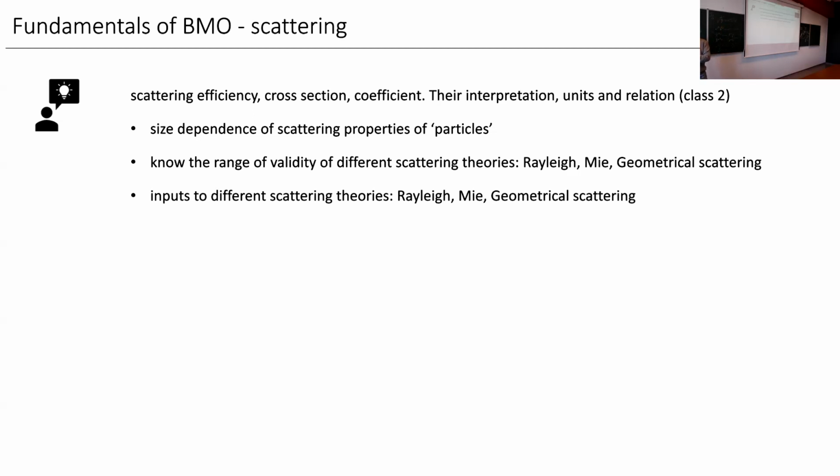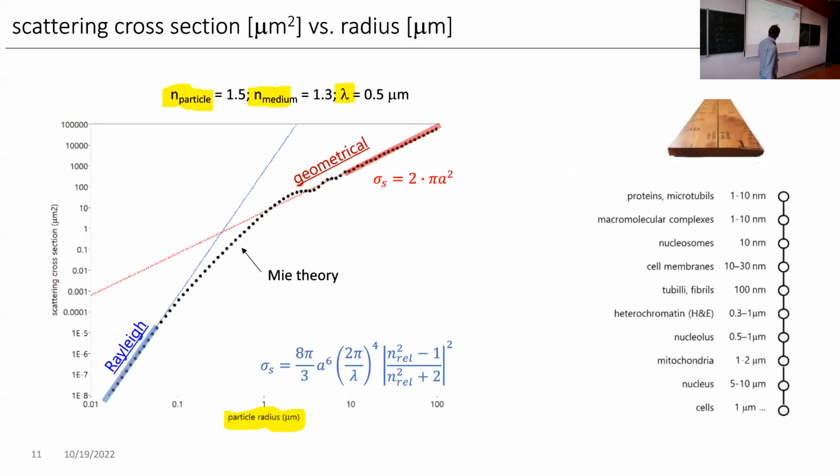The refractive index of both the medium as well as the particle itself, the diameter of the particle, and the wavelength. So these things you need to know, and that holds for any of these theories. If you know the refractive indices, the size, and the wavelength, then you can calculate.